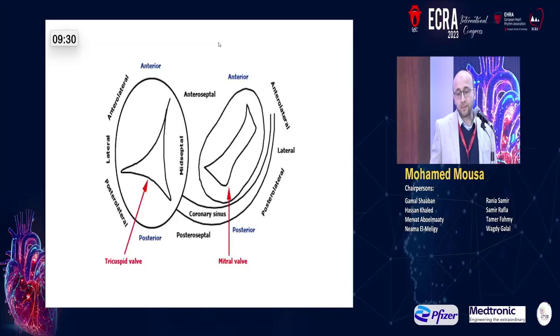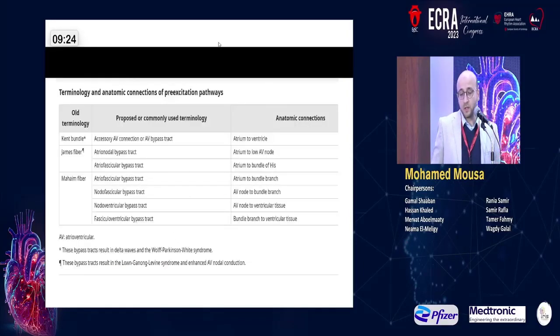And this is the diagrammatic view of the common sites of the accessory pathway around the tricuspid annulus and the mitral annulus. Some rare types of accessory pathway: the usual one is the Kent bundle. Unusual is the James fiber, which is responsible for LGL syndrome, short PR interval without any tachycardia, or the Mahaim fiber, of which the commonest is the atriofascicular bypass tract.